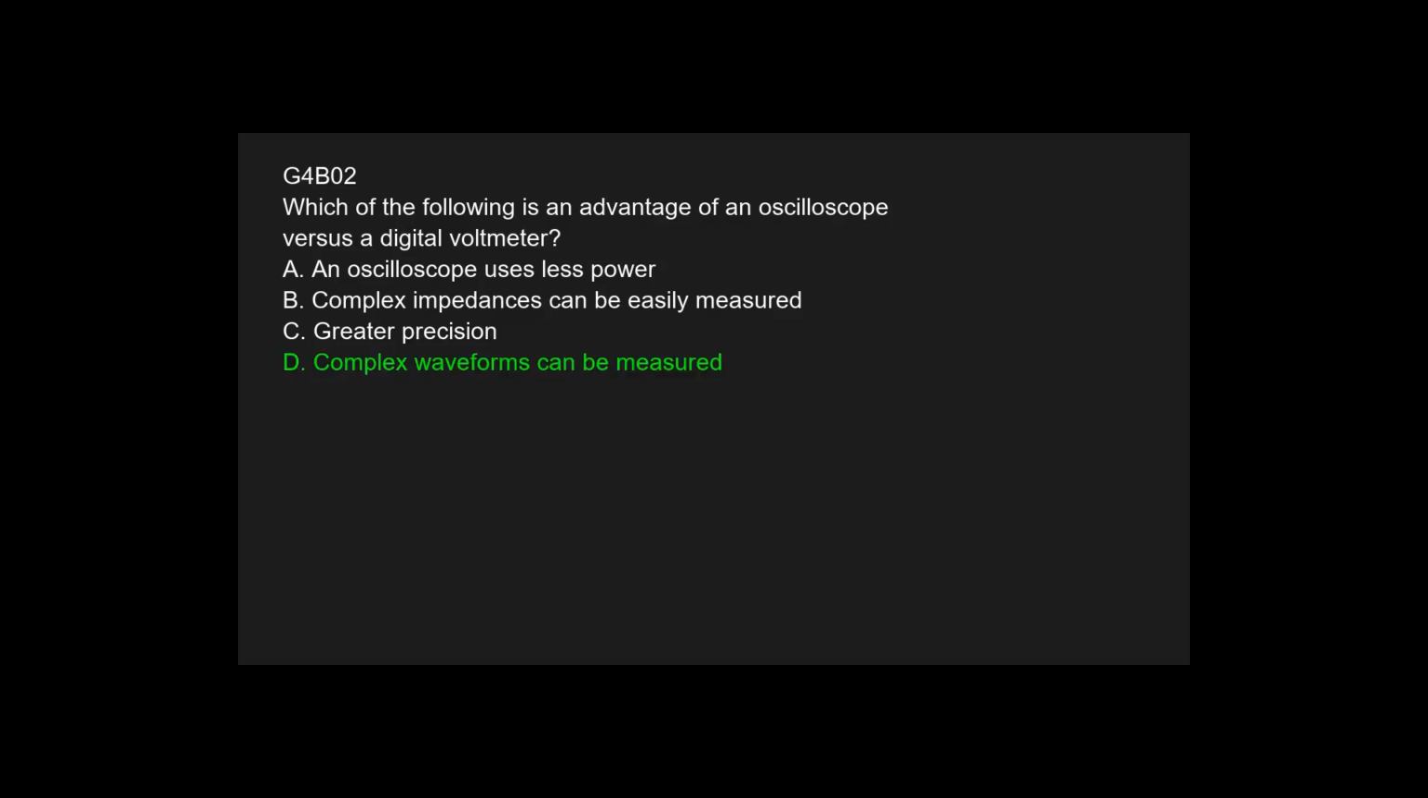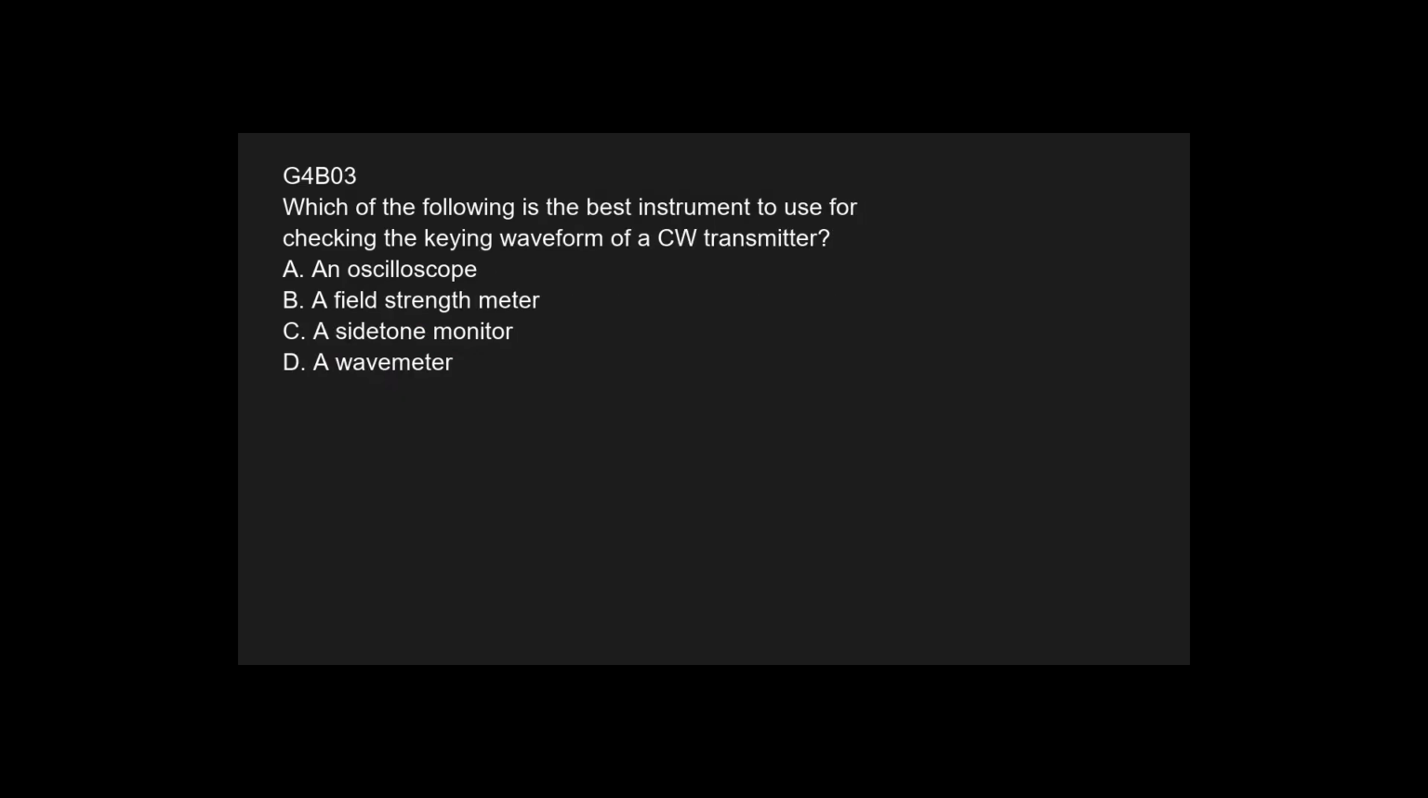The correct answer is D. Complex waveforms can be measured. Question: which of the following is the best instrument to use for checking the keying waveform of a CW transmitter? The correct answer is A.